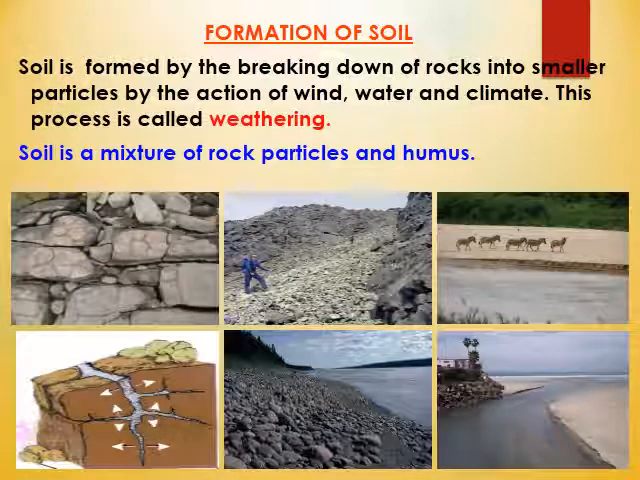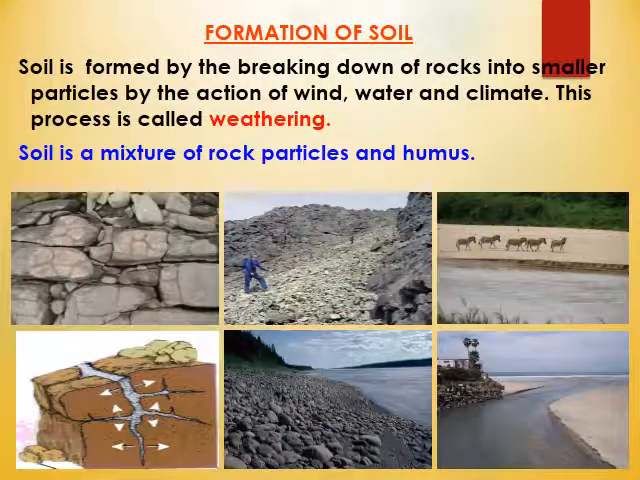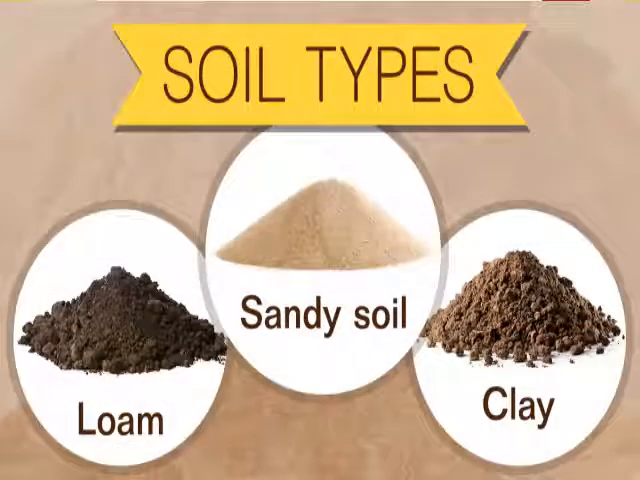Soil, as we learnt earlier, is formed by the breaking down of rocks into smaller particles by the action of wind, water and climate. This process is called weathering. Soil is a mixture of rock particles and humus. Here we can see different kinds of soils in different landscapes. There are 3 main types of soil, namely loam, sandy soil and clayey soil.